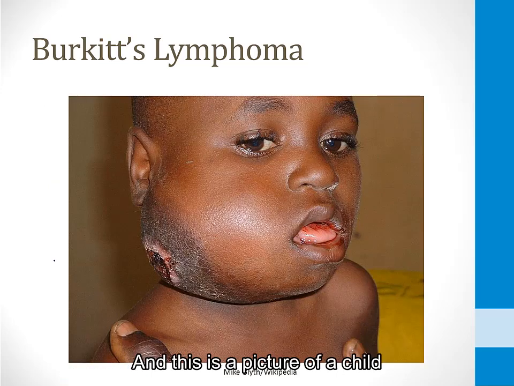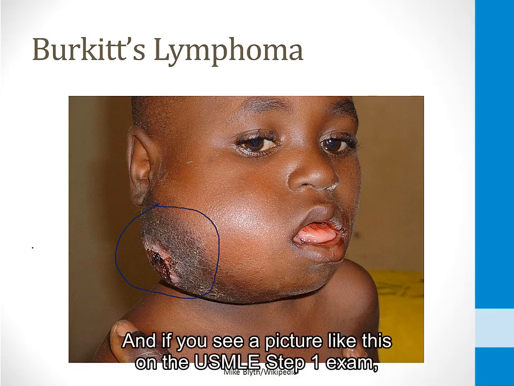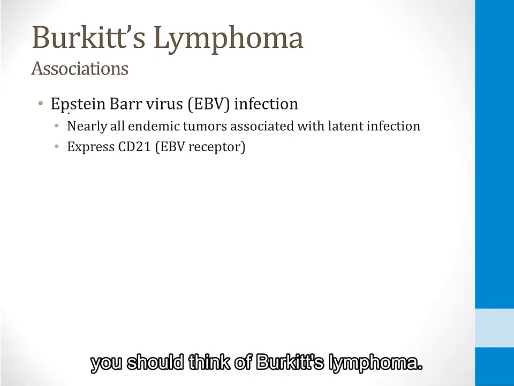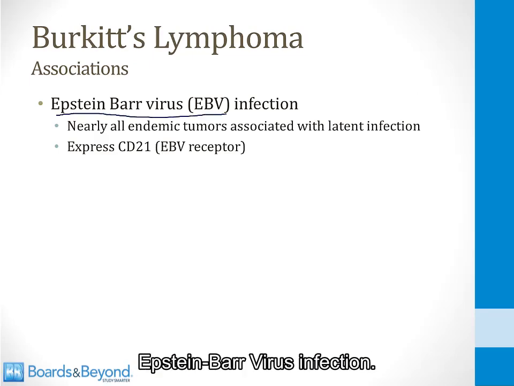And this is a picture of a child from one of the endemic regions where Burkitt's lymphoma occurs. You can see that he has a mass in his mandible. And if you see a picture like this on the USMLE Step 1 exam, you should think of Burkitt's lymphoma. As I've alluded to already, Burkitt's lymphoma is associated with Epstein-Barr virus infection.